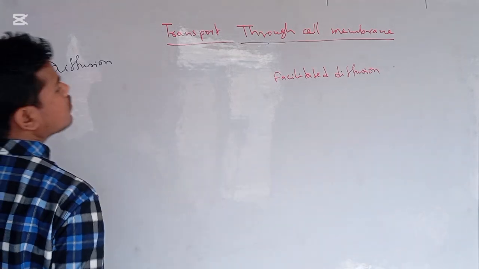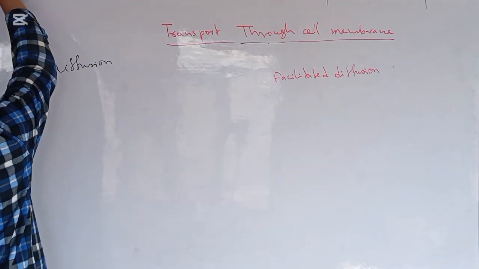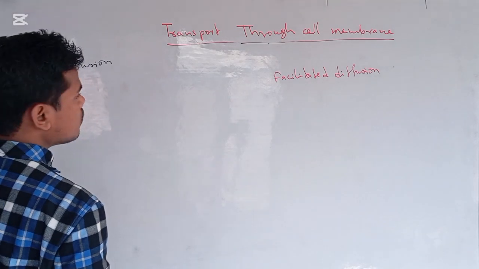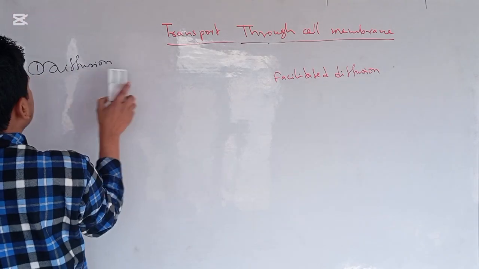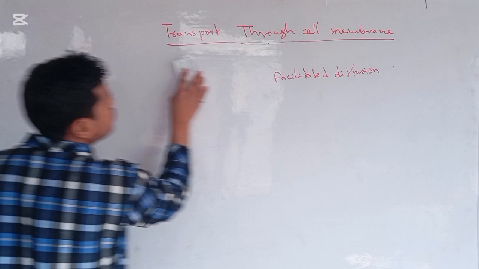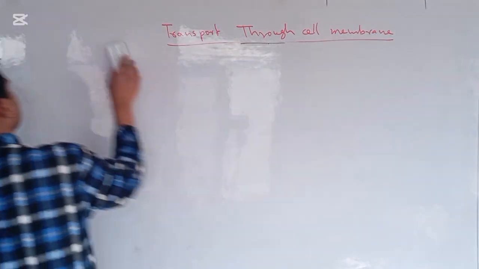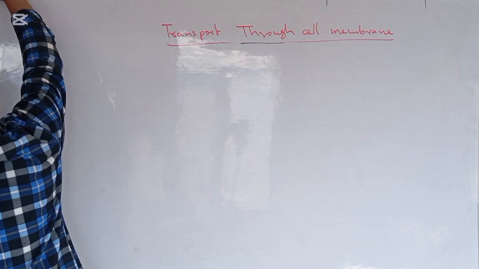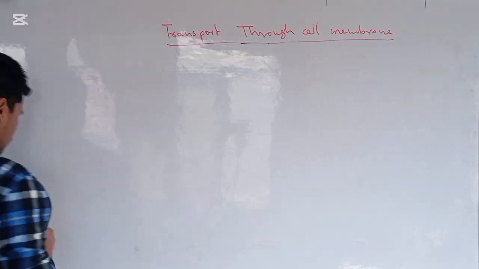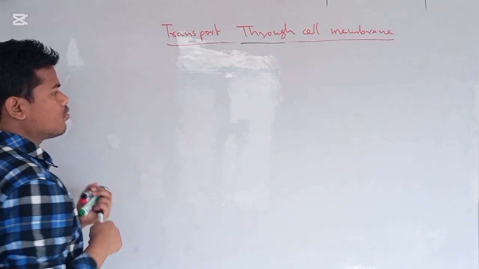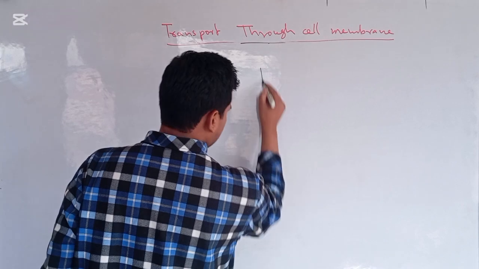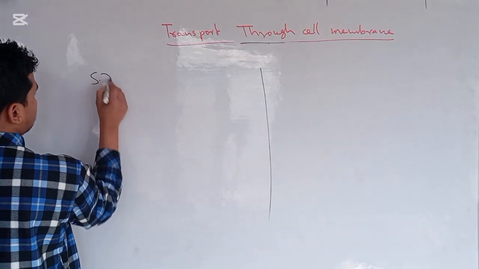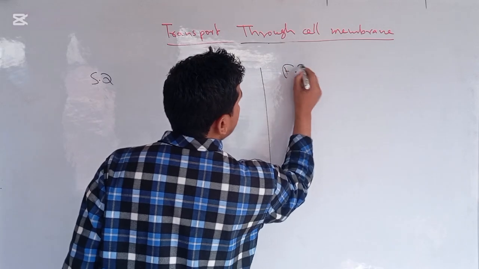Now move on to osmosis. Oh, okay, I forgot to mention the examples of the different types: simple diffusion and facilitated diffusion.